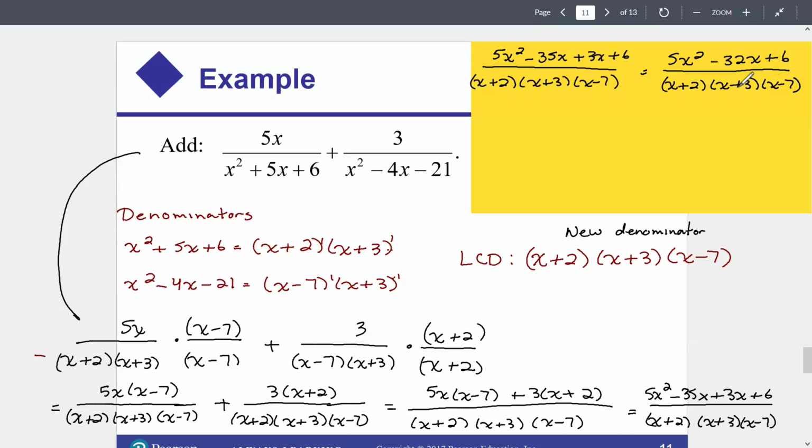Sometimes you might see the bottom expanded out. So if we took that bottom and expanded it, we'd end up with 5x squared minus 32x plus 6 over, if I took x plus 3, x plus 2, and x minus 7 and expanded that, x cubed minus 2x squared minus 9x minus 42.